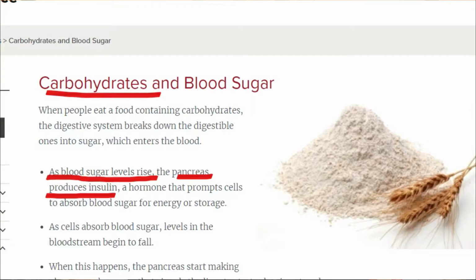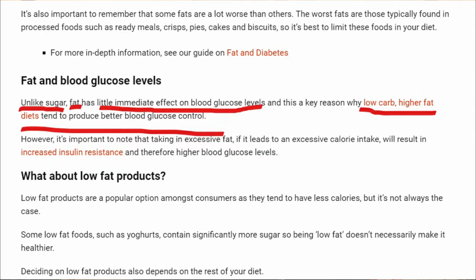Every time we eat carbohydrates, our insulin levels spike because carbohydrates turn into simple sugars in our body, glucose. From the three macronutrients, carbohydrates have the highest spike in insulin. Right under the carbohydrates are the proteins. They do not spike insulin as much, but they still spike it to a certain level. But unlike sugars and carbohydrates, fat has little to no immediate effect on blood glucose levels.